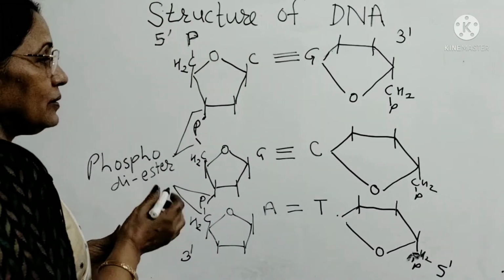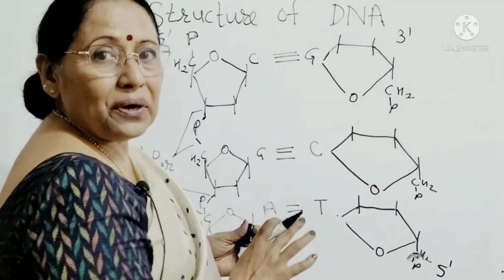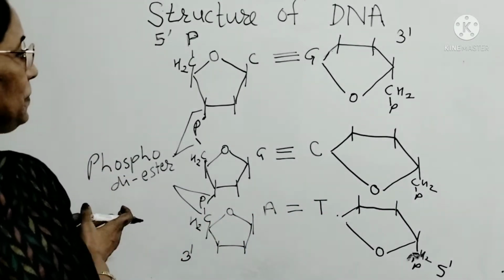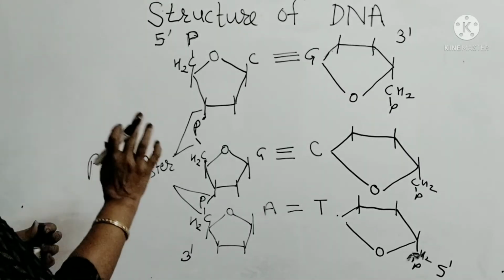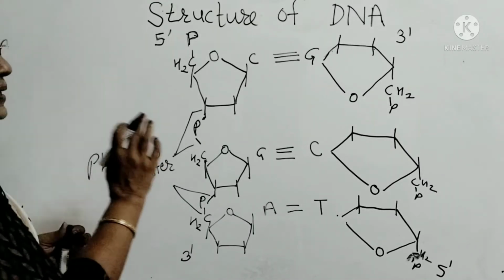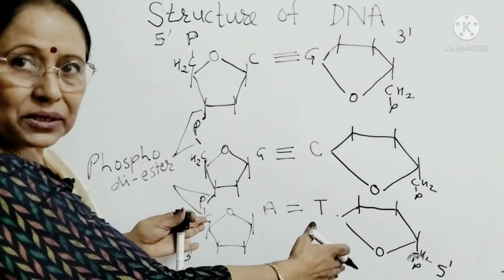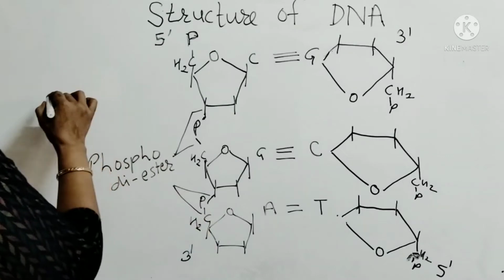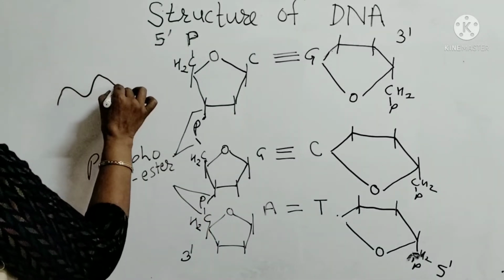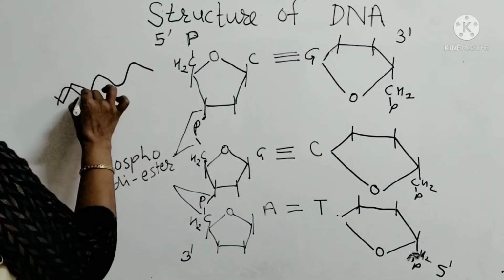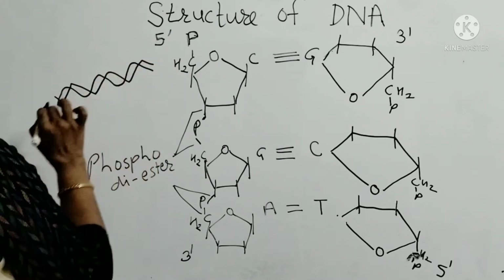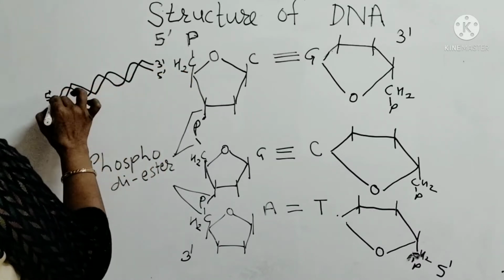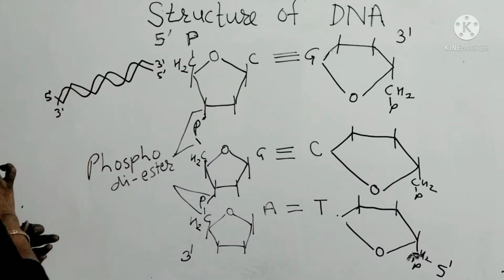See, both the strands of DNA are ready now. Okay, so you know that the 2 strands of DNA do not run straight. They run as a helical structure. When they run as a helical structure, they form this structure.